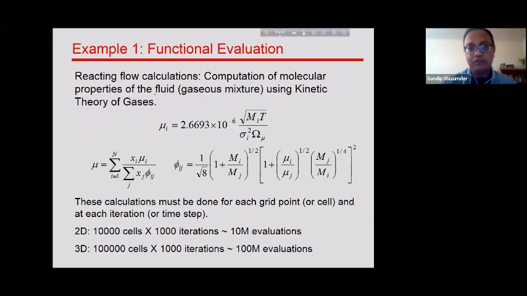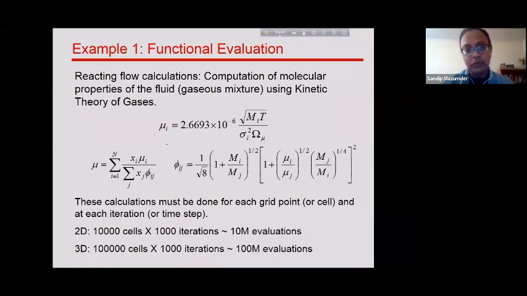I gave the example of, okay, let's say you want to compute viscosity. So for example, you do a reacting flow calculation. In it, you want to find the viscosity of the fluid, which is a mixture now, using some sort of model. In this case, we are, let's say, using kinetic theory of gases. So what you would do is you would compute the viscosity of each of the individual species or components of the system, and then mix it up using this kind of a mixing law. It's a pretty complicated formula, as you can see. There are many, many floating point operations going on.